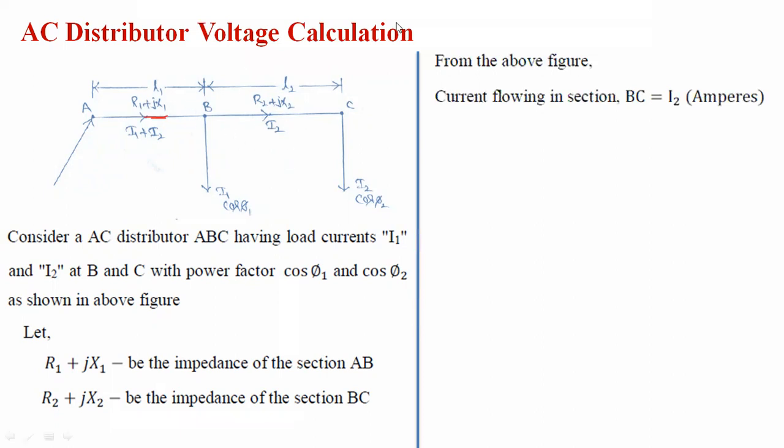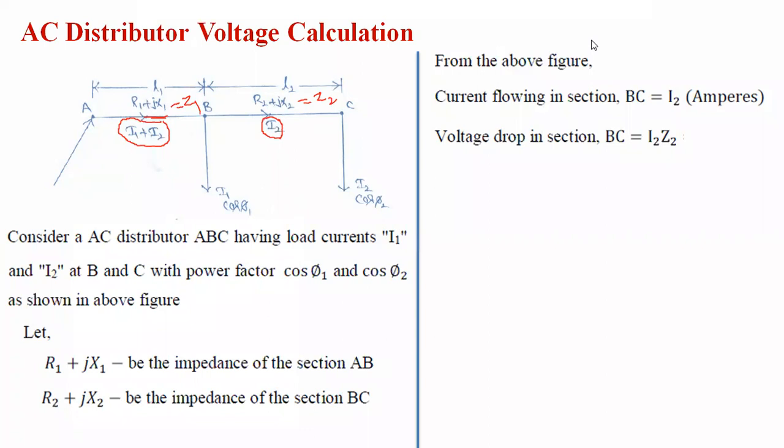The current flow in section BC is I2. What is the current flow in section AB? That is I1 plus I2. The impedance of section AB is Z1, that is R1 plus jX1, and the impedance of section BC is Z2, that is R2 plus jX2. The voltage drop in section BC is I2 into Z2.